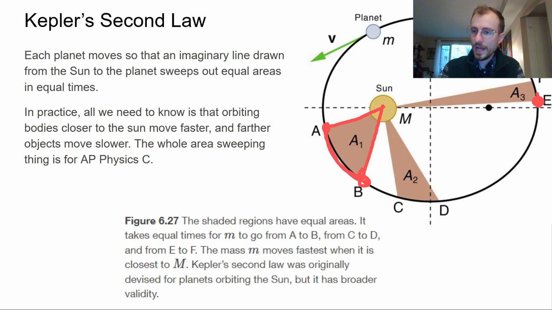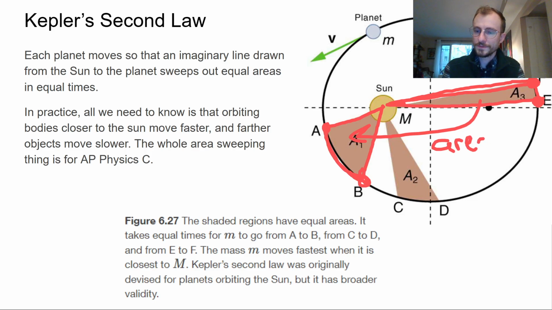Now it travels way slower. Right here. It hasn't gone that far, but if you take the slice of this pizza, this area actually ends up being equal to this area. So the areas are equal. And that has to do with calculus. But the reason why it's possible is because even though they both had 3 weeks, the planet was moving faster here and moving slower here.